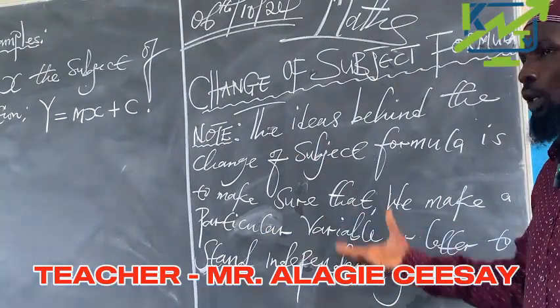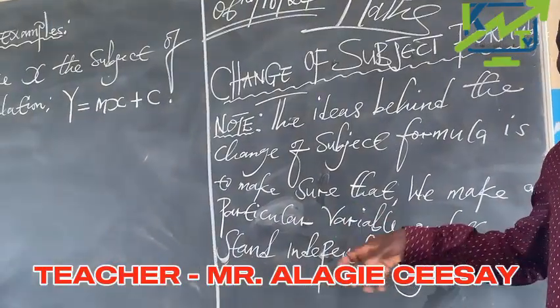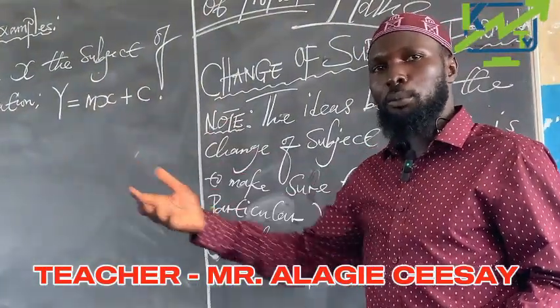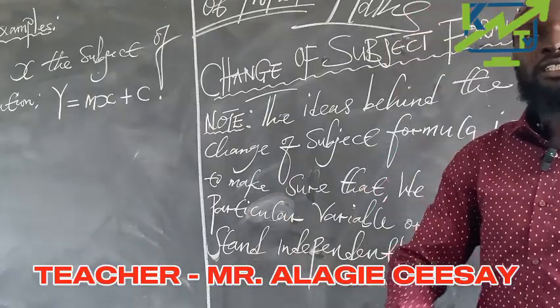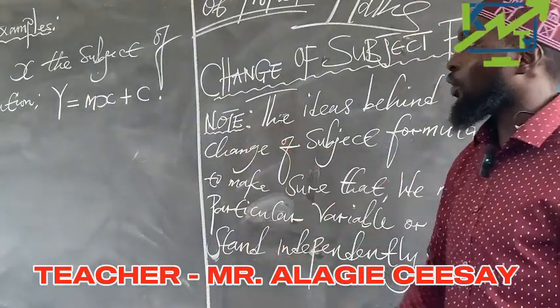As we understand what I mean by subject formula, it means to make a particular variable or letter. When I say variable, these are alphabetical letters from A, B, C, D up to Z. They are used in mathematical expressions. That's what I mean by variable. Now, let's look at the first example.